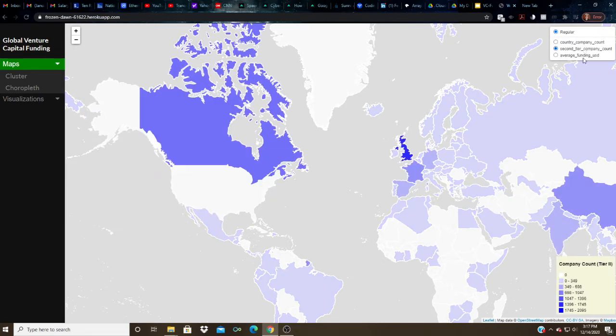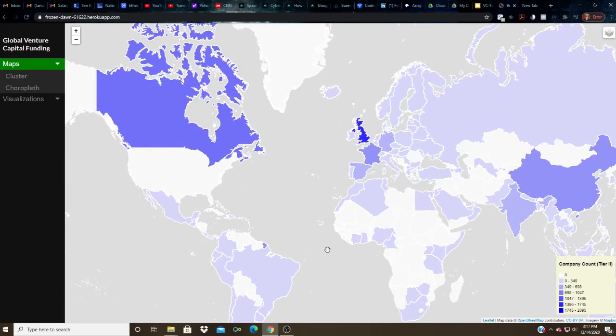So we went to a second tier. America, the United States, is first tier, great. Then if you go down a level, excluding that, what are the countries that stand out in terms of company count? You see the United Kingdom there with about 2,100, and Canada with almost 1,200.